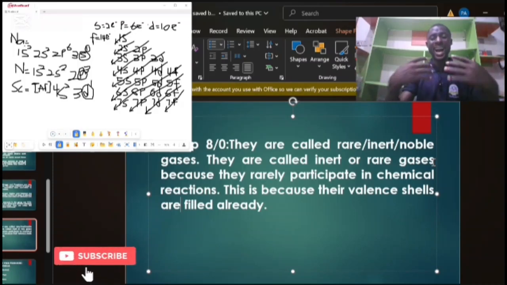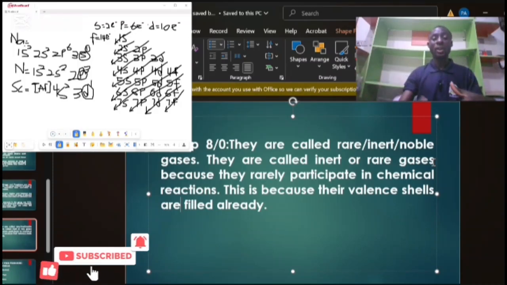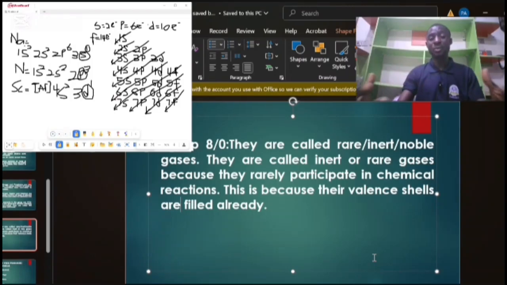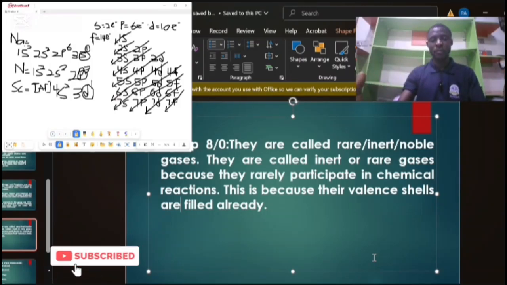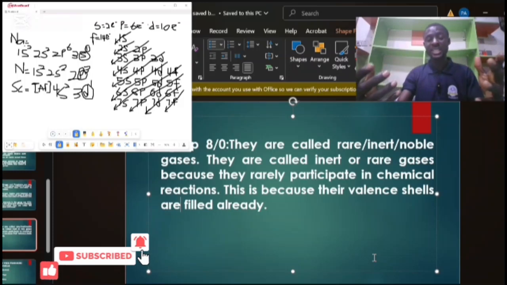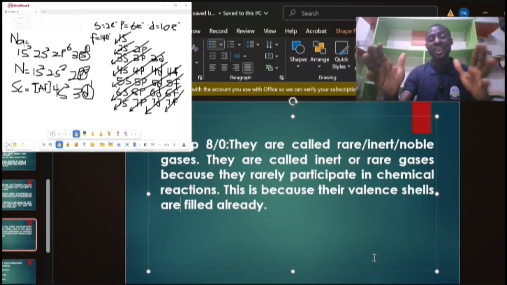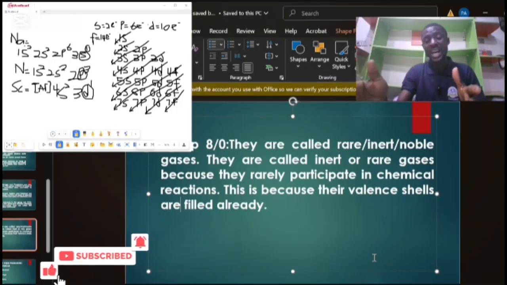What do you mean by that? By having 8 electrons in their outermost shell. That is why elements participate in what? In chemical bonding. They share or transfer their electrons in order to have a completely filled outermost shell, which is what? 8 electrons in their outermost shell. Mostly 8 electrons in their outermost shell.